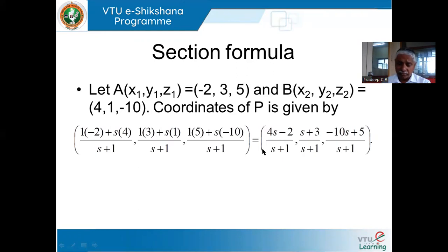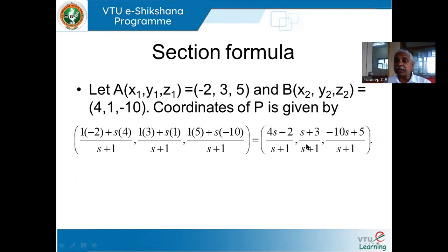When you listen to this lecture, please try to verify that I have done it correctly and I have not made a mistake. So this is the coordinates of point P, which breaks AB in the ratio S is to 1. But what do I know about P?